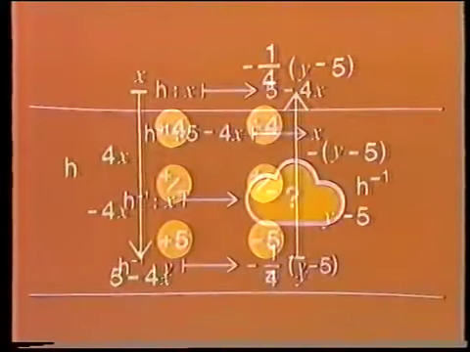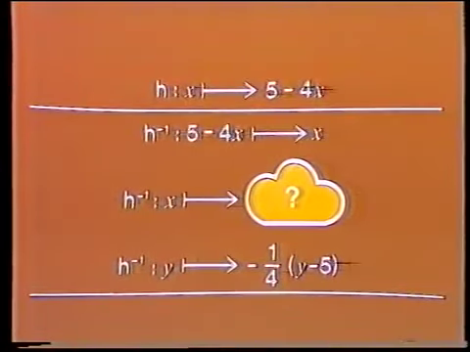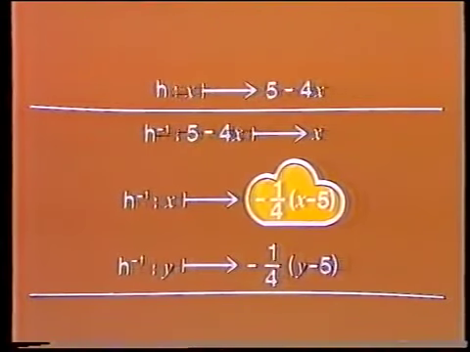So the rule for h to the minus 1 takes an input y and gives an output minus a quarter of y minus 5. And if you input x, then your output is minus a quarter of x minus 5.